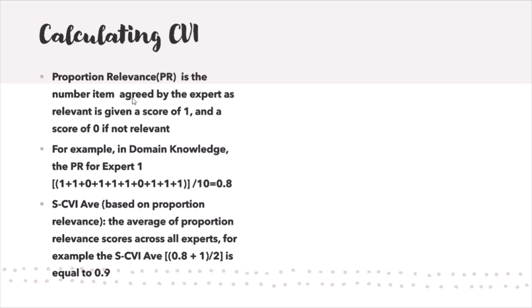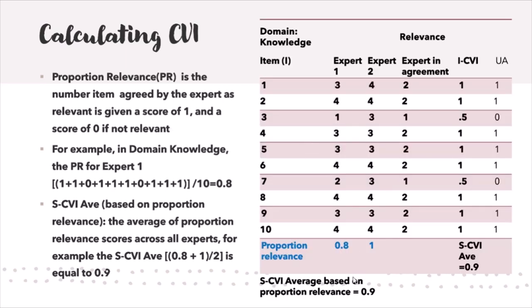Therefore, our score content validity index average is equal to 0.9. Next, we will compute for the proportion relevance. Proportion relevance is the number of items agreed by the expert as relevant, given a score of 1, and a score of 0 is not relevant. For example, in domain knowledge, the PR for expert 1 is 0.8. So how did we get this value? We will count the number of items in agreement given by expert number 1. We will only count here 3 and 4. So we count 1, 2, 3, 4, 5, 6, 7, 8. Eight agree over 10 items. So 8 divided by 10, and that will give us a value of 0.8.